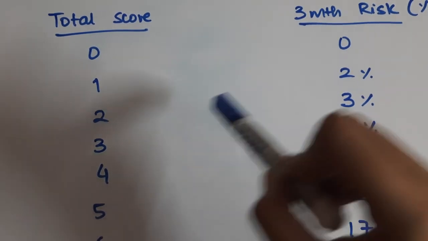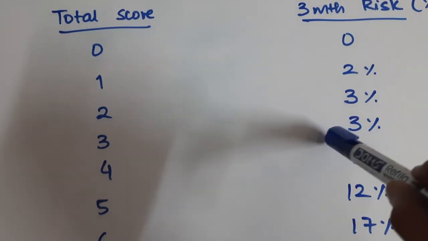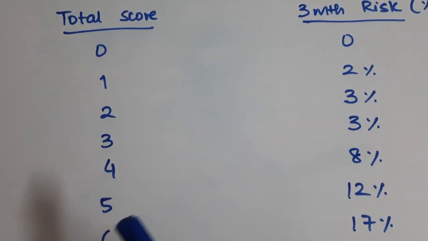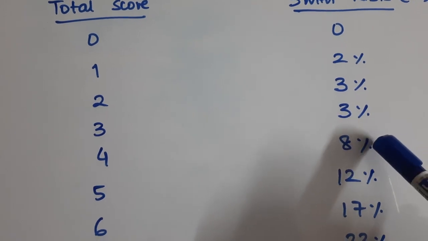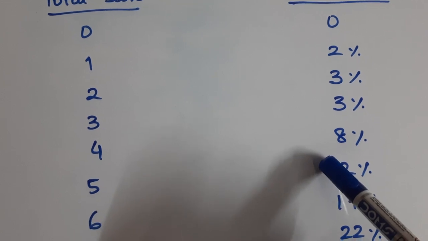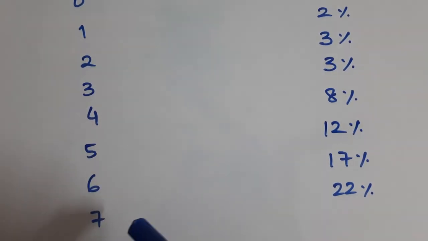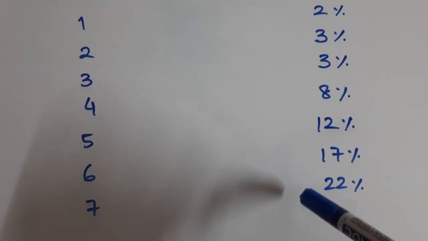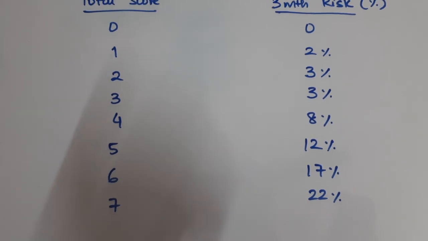If it was 2, there's a 3% chance. If it was 3, then also there is a chance of 3%. If the total score was 4, then the risk is 8%. If the score was 5, it's 12%. If it's 6, it's 17%. And if 7, then the risk of developing stroke is 22%.